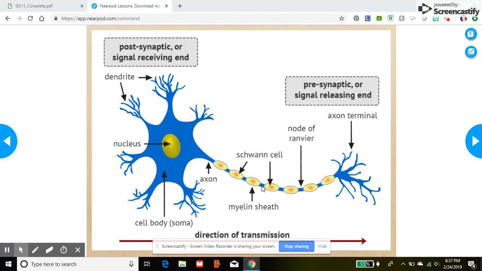If you guys have heard of MS, multiple sclerosis, that is a disease where the myelin is damaged. So that protective coating that surrounds the nerves starts to disintegrate. It's going to cause inflammation, and it's going to cause some problems with memory and things like that.